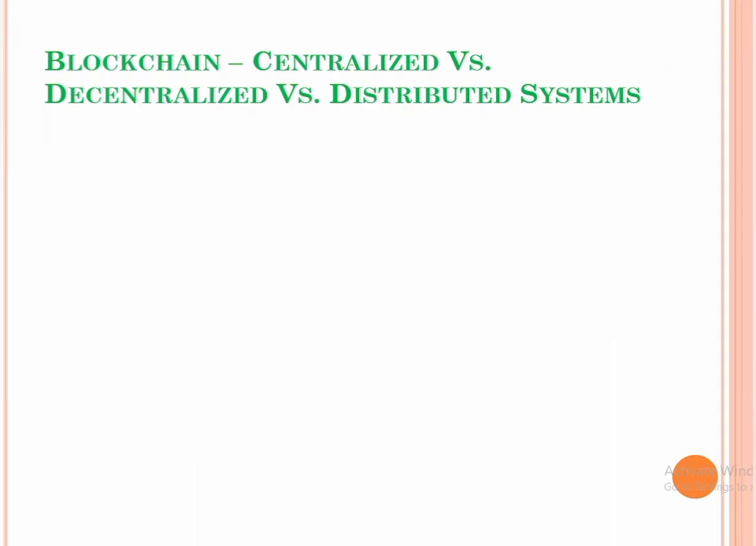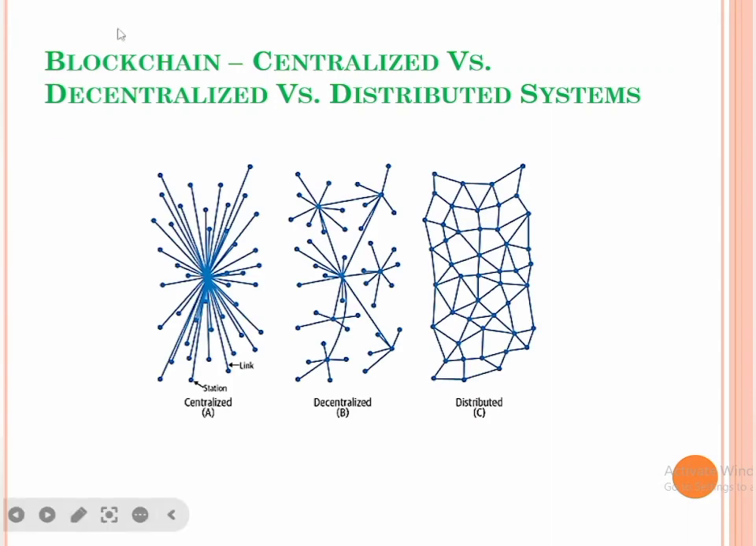In this video, we will learn about the differences between centralized, decentralized, and distributed systems. So, in the case of the centralized system, there is a single point of control. That is, all the nodes in the network are controlled by a single authority.